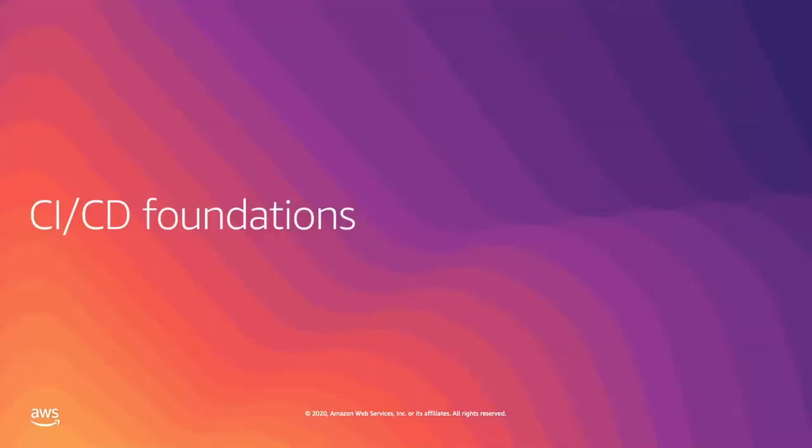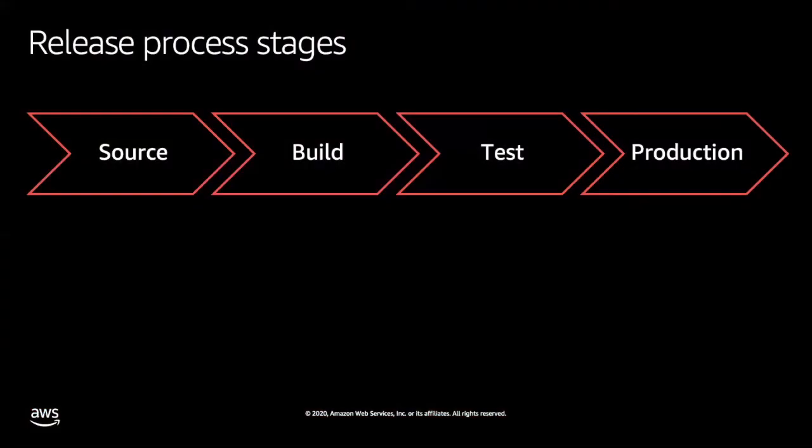So we'll start with the foundations. At a very high level, you've got source, which is where you store your code, and build, which is where you build it to make sure that it actually compiles. So if you're running something like Java or TypeScript or C# or C++, since these are statically typed and compiled languages, you need to build them to make sure they work.